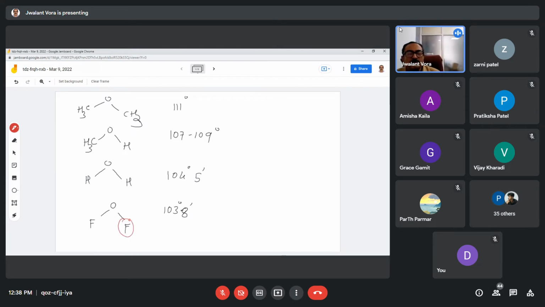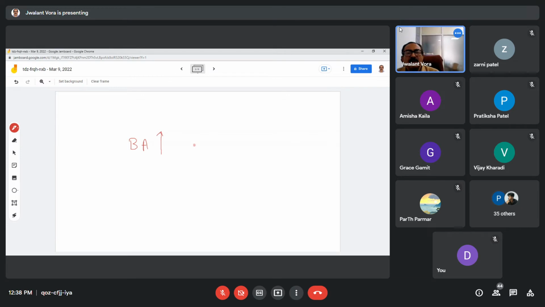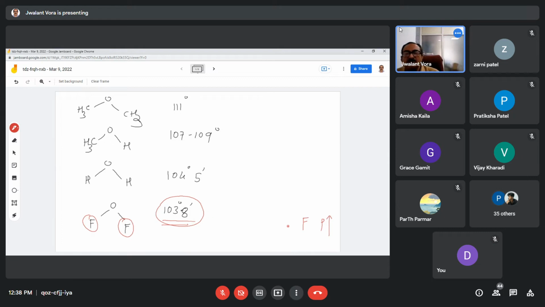Now the fluorine atom is more electronegative, right? So we have seen in the Bent rule that where the fluorine atom is there, the P character value is comparatively high. See what we have seen, the relationship is inversely proportional: bond angle increases, P character value decreases, or P character value increases, bond angle decreases. So where the P character value is maximum, the bond angle is minimum. You can see 103 degree 8 minute.